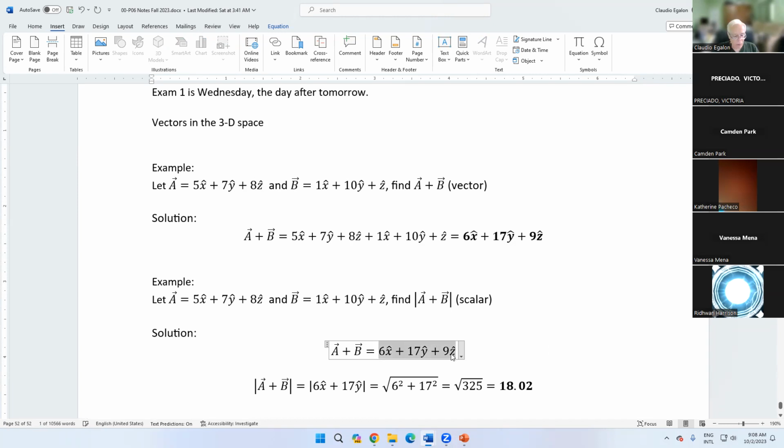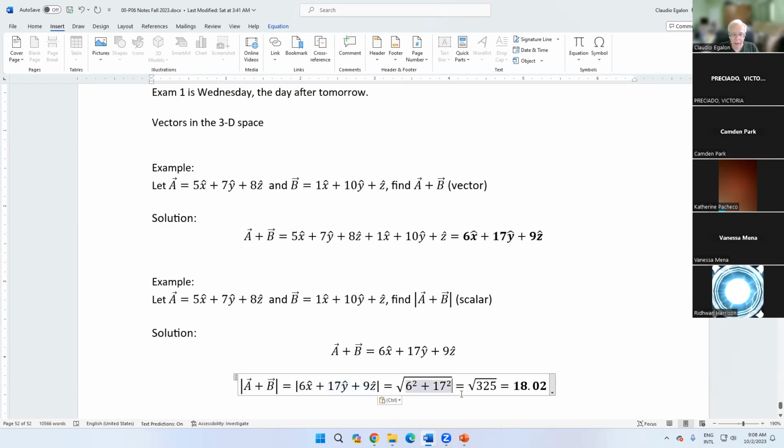And consequently, their magnitude is going to have another term here, 9 squared. We can visualize that very easily in the three-dimensional space, right? So here you go.